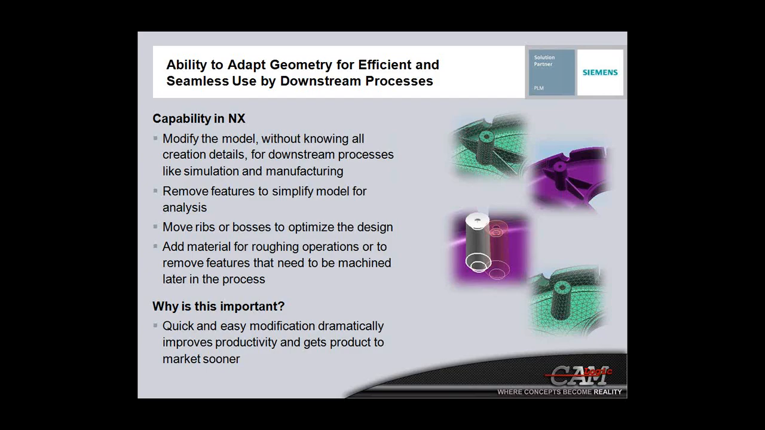For manufacturing, the same needs apply. Manufacturing engineers in the part programming process require the capabilities to add material for roughing operations or to remove features that need to be matched later in the process. When manufacturing or forging or casting, the manufacturing engineer is typically stuck with a model that has all the machining features. In many instances, this comes from an OEM. With Synchronous Technology, NX provides the capability to quickly and easily get back to the net shape to start the process. Let's take a quick look at an example.